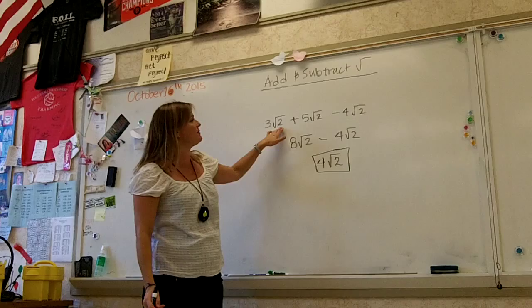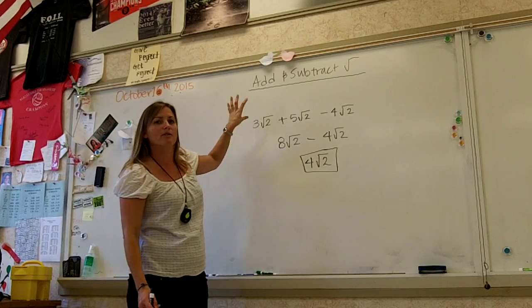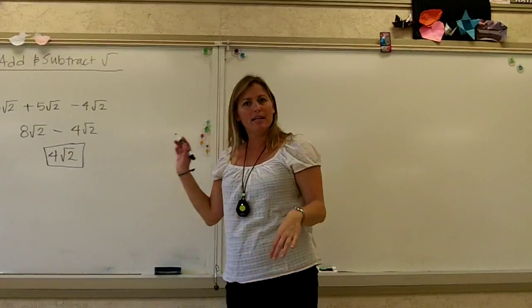The number inside the root has to be the same, and like the square root, the cube root and fourth root all have to match up too. So let's try another example over here.